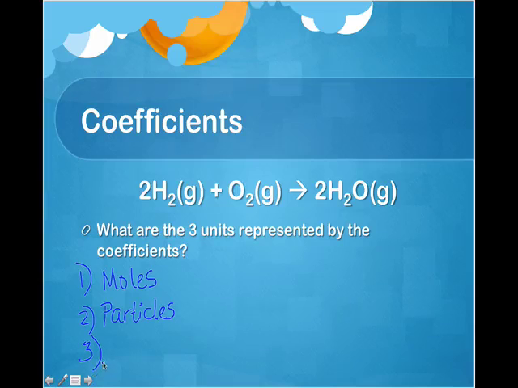And then the third way that we can use the coefficients is liters. And this is new because we haven't talked about it. But when we have gaseous substances that have a volume, those coefficients are also representative of liters. So this can be for every 2 liters of hydrogen that react with 1 liter of oxygen, we get 2 liters of water produced. And this is the one we're going to focus on today, which is liters. That'll be the new part of the stoichiometry that we do.